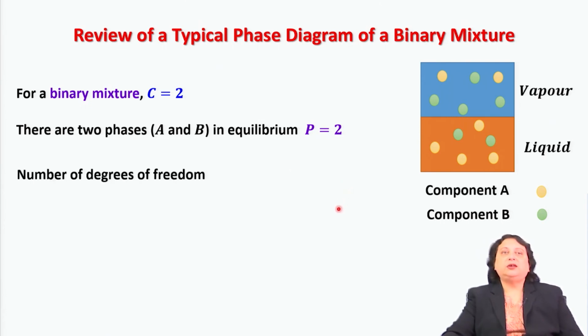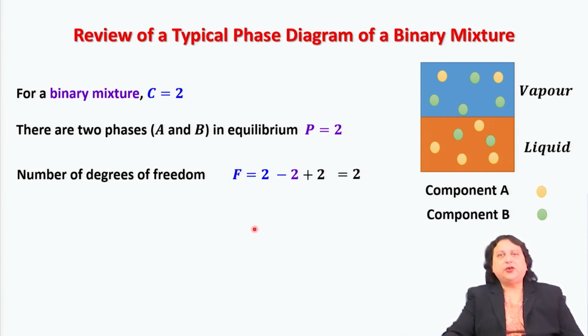Therefore, if I want to calculate the number of degrees of freedom, then I would say that F is equal to C minus P plus 2. So, here C is equal to 2. So, I have put 2 here minus P, which is 2 here, and then plus 2. So, what is the result? The result is 2. So, in this case, I will have 2 degrees of freedom.